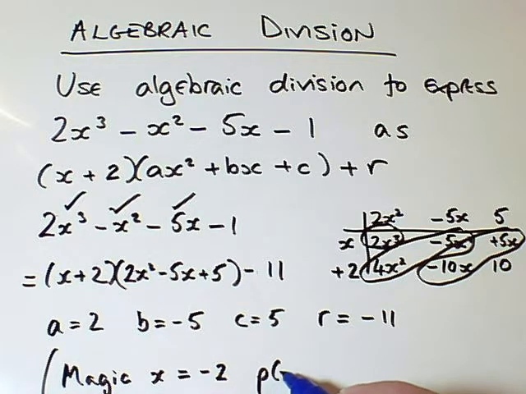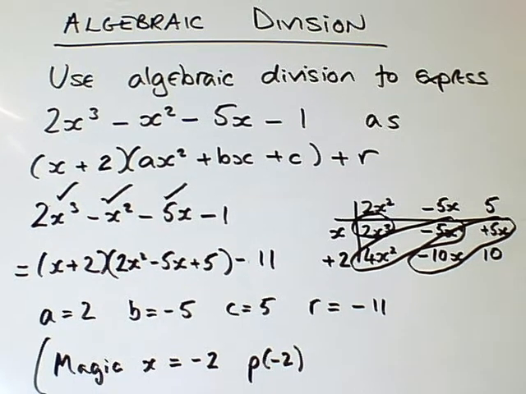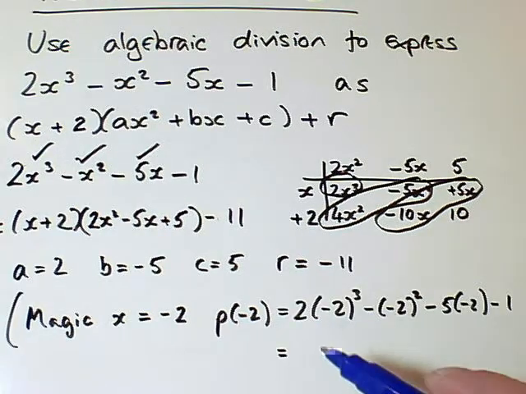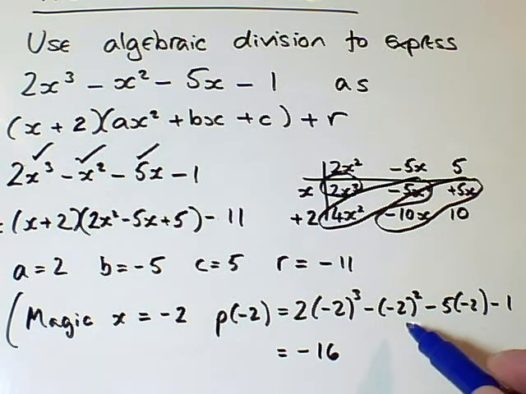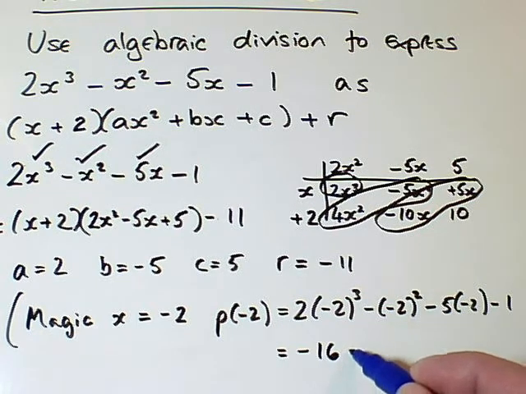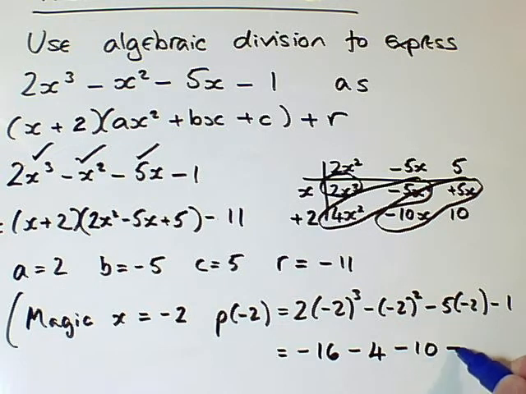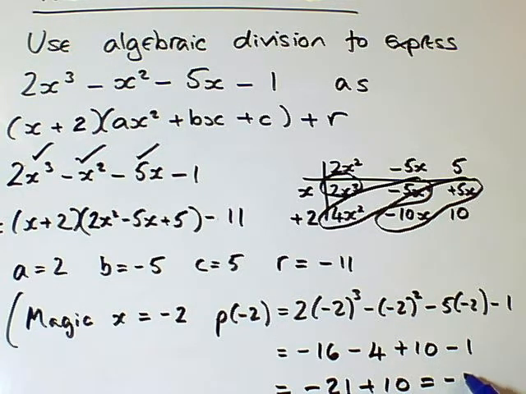So I should look at the polynomial with minus 2 substituted in. So we'll put minus 2 in for all the x's. Here it is. Minus 2 cubed is minus 8. Double it, minus 16. Minus 2 squared is plus 4, but I've got a minus in front, so it's minus 4. Minus 5 times minus 2 is plus 10, isn't it? Okay, so minus 16, minus 4, plus 10, minus 1. Well, that's minus 21. All the negatives added up, plus 10 is minus 11.